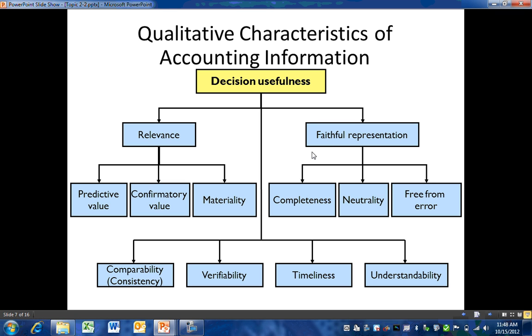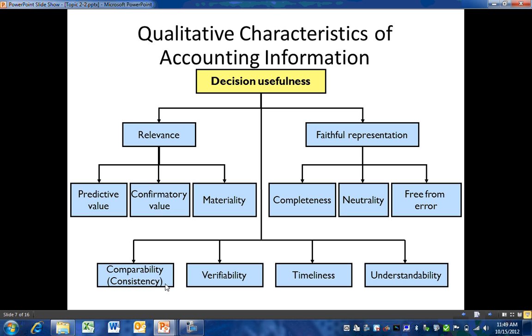Faithful representation exists when information is complete, it's provided objectively, and free of error in an amount that would cause a user to change their decision. So there's a direct connection between materiality and free from error. If a large corporation makes an error in the amount of petty cash that it used for a period, it is doubtful that would cause any user to change their decision.